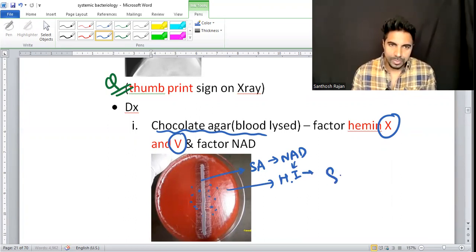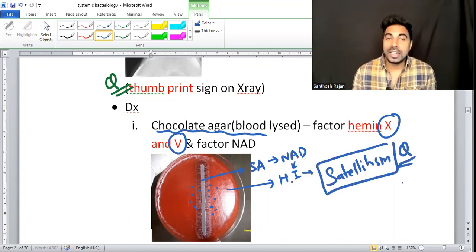So that is called satellitism, okay? Satellitism. So satellitism comes in H. influenzae. There is a SAT test, SAT is different. SAT comes in which? Brucella. I already told you, standard agglutination test, Brucella.